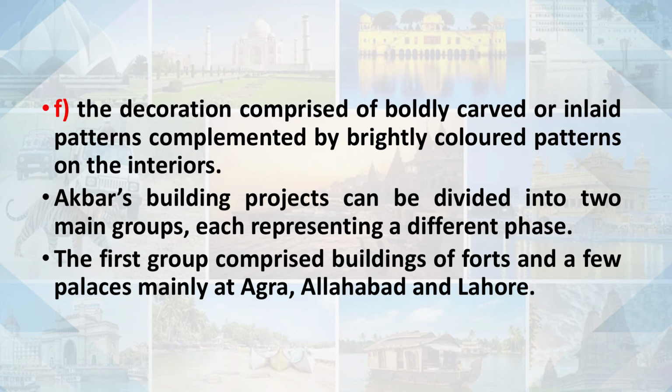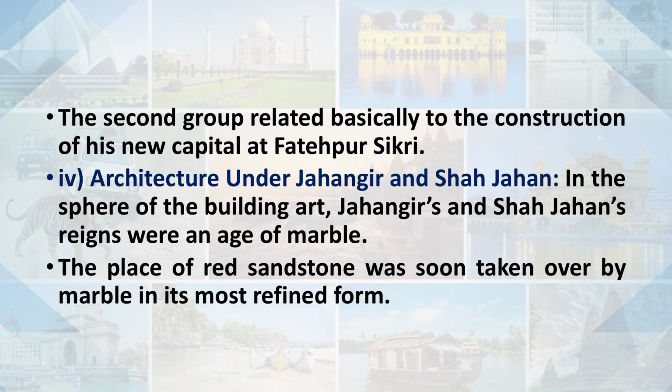Akbar's building projects can be divided into two main groups, each representing a different phase. The first group comprised buildings of forts and a few palaces mainly at Agra, Allahabad and Lahore. The second group related basically to the construction of his new capital at Fatehpur Sikri.